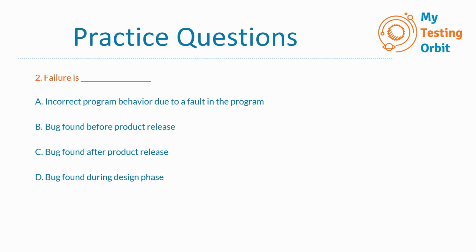Option B, bug found before product release. That's absolutely incorrect. C, bug found after product release. No, this is not a failure. D, bug found during design phase. So B, C, D are incorrect options. We'll go ahead with option A, which is the correct definition for failure.